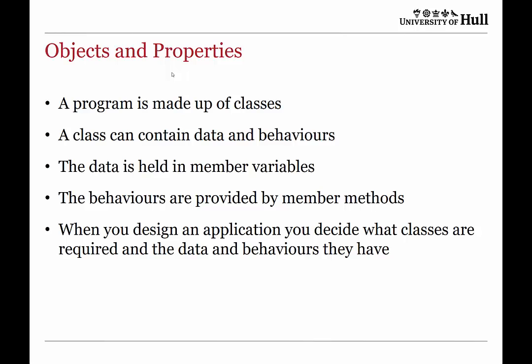We know that a program is made up of classes, and a class contains data and behaviors. Which of those two is the private one? The data or the behaviors? Data, because we don't want anybody having uncontrolled access to our data. We want our data to be private, and the behaviors that work on that will make them public so they can manage what happens to the data.